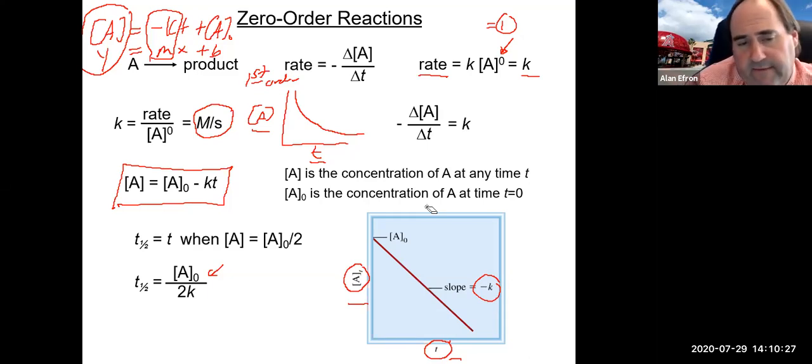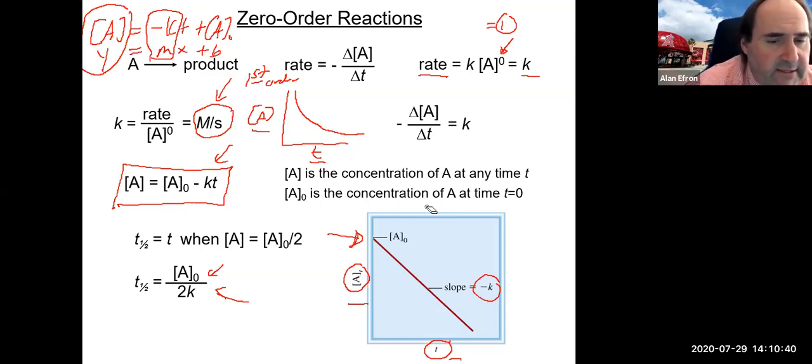Same kind of important stuff off of this slide like all the previous ones: units of the rate constant, concentration-time equation, half-life, and graph. Those are important things that you need to know for all three of those. So first order, second order, and zero order are really the common ones.